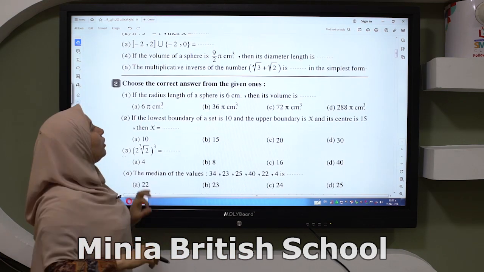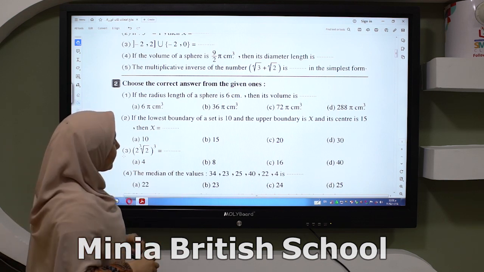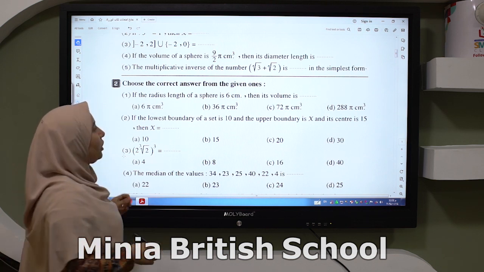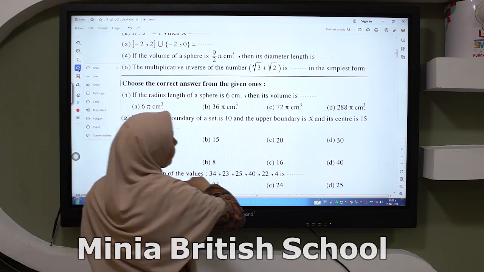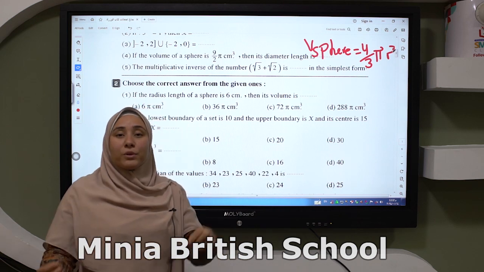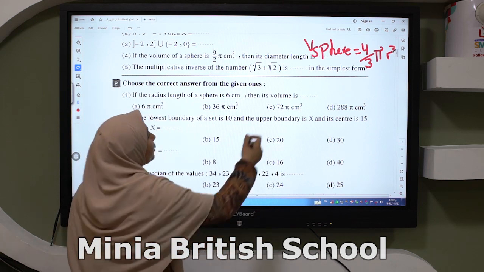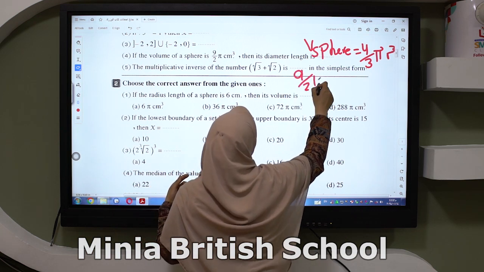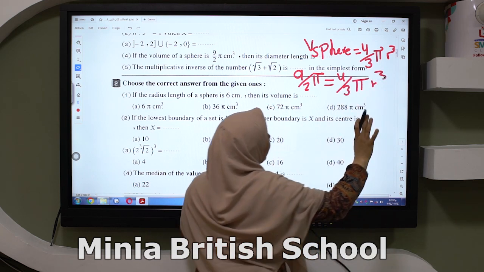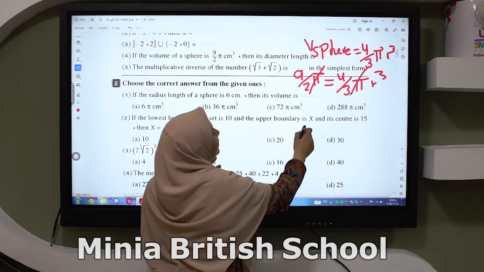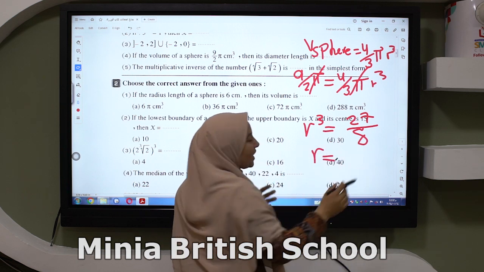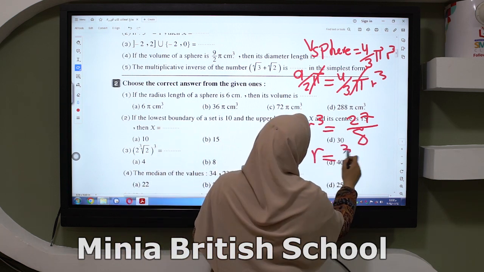Number 4, if the volume of the sphere is 9 over 2 pi cubic centimeter, then its diameter length is what? We know the volume of the sphere equals 4 over 3 pi r^3. By substituting the value of the volume, 9 over 2 pi equals 4 over 3 pi r^3. Now cancel pi with pi, we get r^3 equal 27 over 8. Then by taking the cube root for both sides, we get r equals 3 over 2.